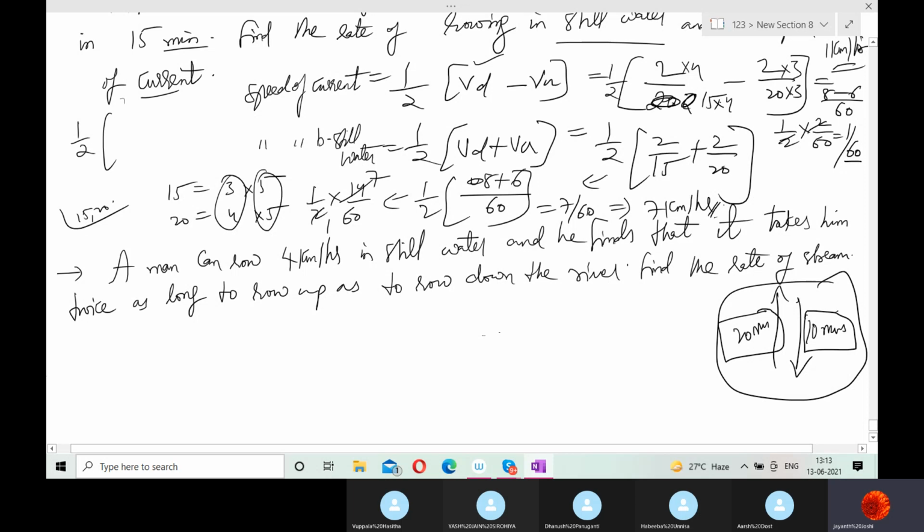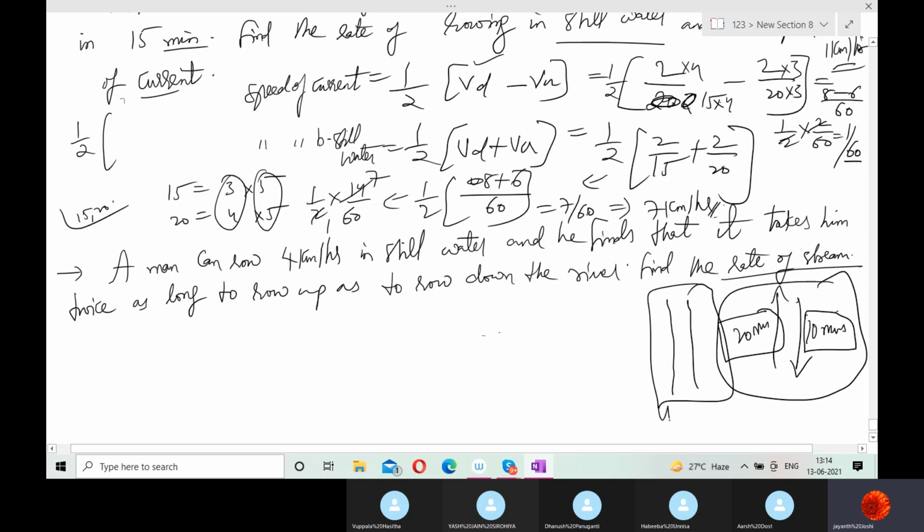Okay. Now they are asking you to find the rate of the stream. That is the question. So I have given you a very good formula for this, correct? If you remember, see here, a man can row 4 km/h in still water, and he finds that it takes him twice as long to row up as to row down the river. They have not given the distance, but as we know, if he is going up and again coming down to the same point from where he started, then he is covering the same distance, correct?